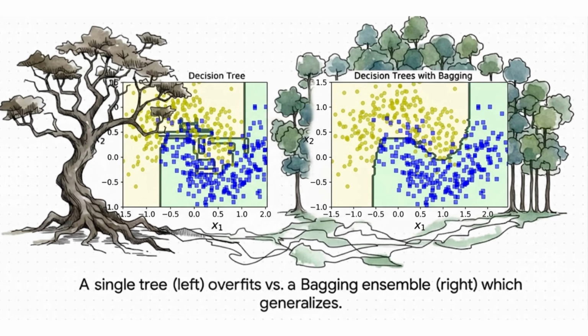This smoothness is achieved by averaging the predictions of multiple decision trees, which reduces the variance and leads to a more robust and generalized model.